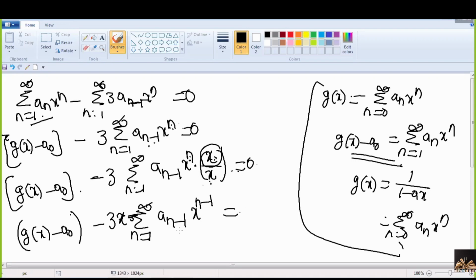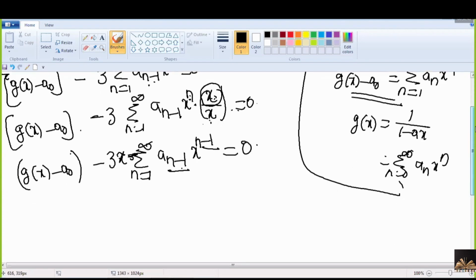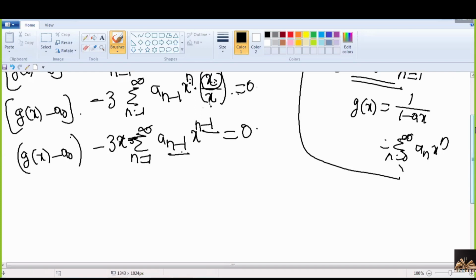Now when you observe here, the suffix and the power both are the same. When the suffix and power both are the same, you can apply the formula. You can consider it as a generating function. And you are given the initial condition a_0.